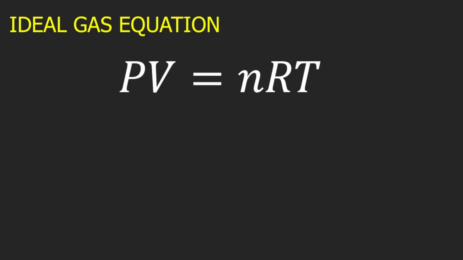So the formula is actually very simple. It's pretty straightforward. PV equals nRT. Now let's define each variable. P is pressure, V is volume, n is the number of moles of gas, R is the gas constant, and T, of course, is temperature.